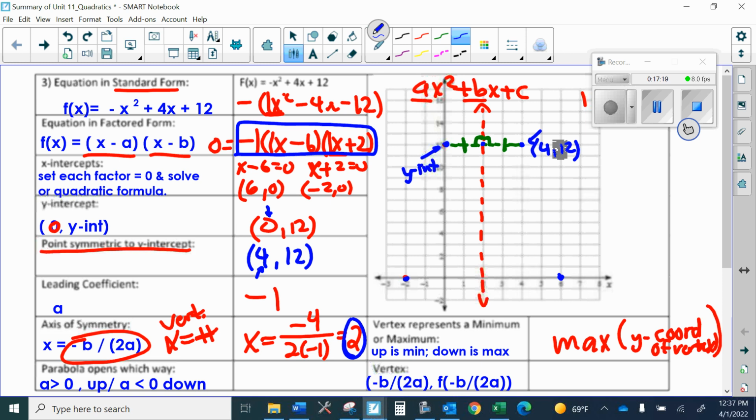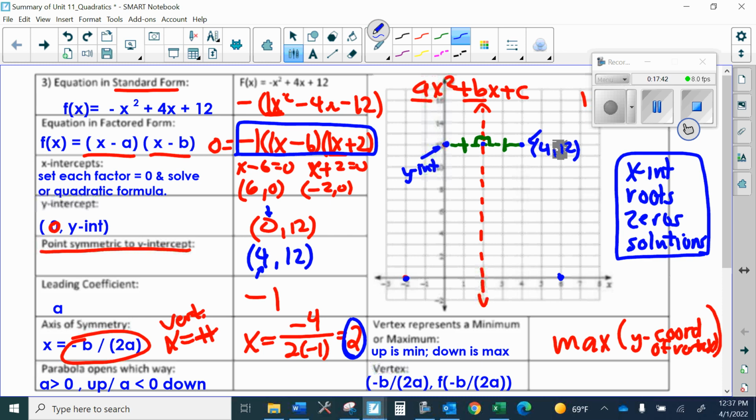Now, if I'm using these x-intercepts, remember those are also called roots, zeros, and solutions. Okay, so x-intercepts, roots, zeros, and solutions. Those are the 4 names for your x-intercepts. These 2 blue dots across the x-axis. You gotta know all 4 names.